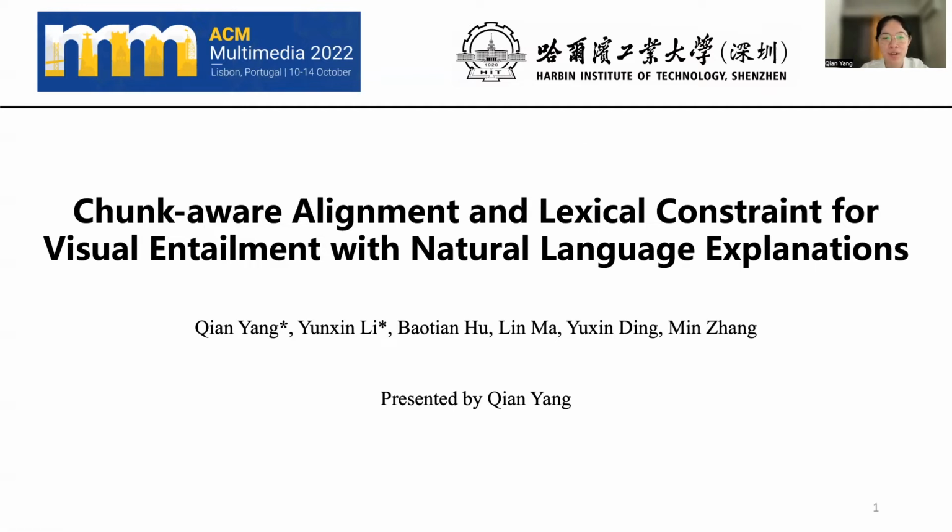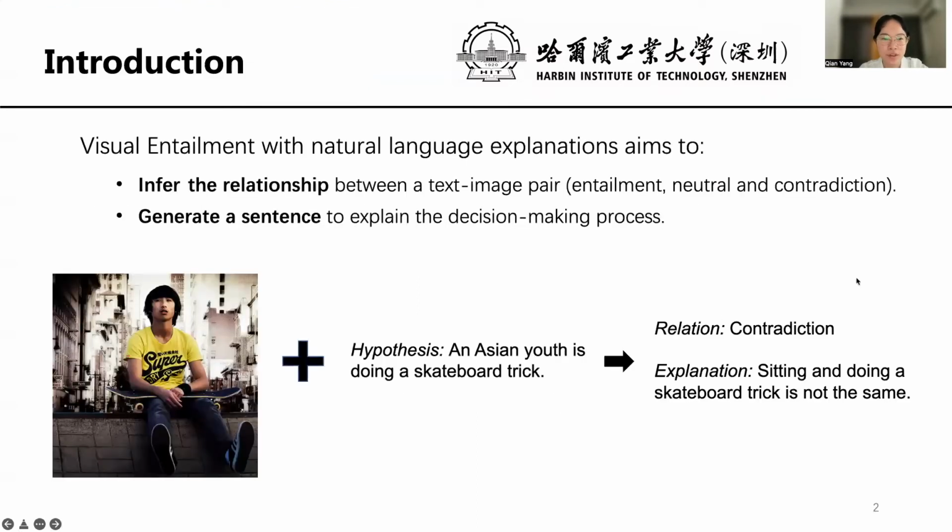The paper I'm presenting today is titled Chunk-Aware Alignment and Lexical Constraint for Visual Entailment with Natural Language Explanations. Visual entailment with natural language explanations aims to infer the relationship between a text-image pair. Usually they are entailment, neutral, and contradiction, and then generate a sentence to explain the decision-making process.